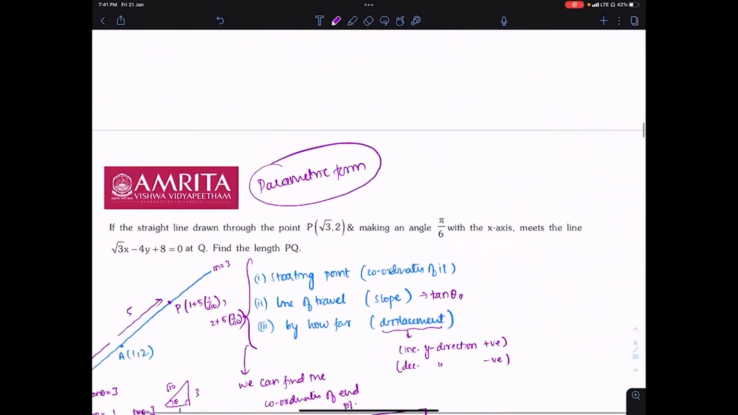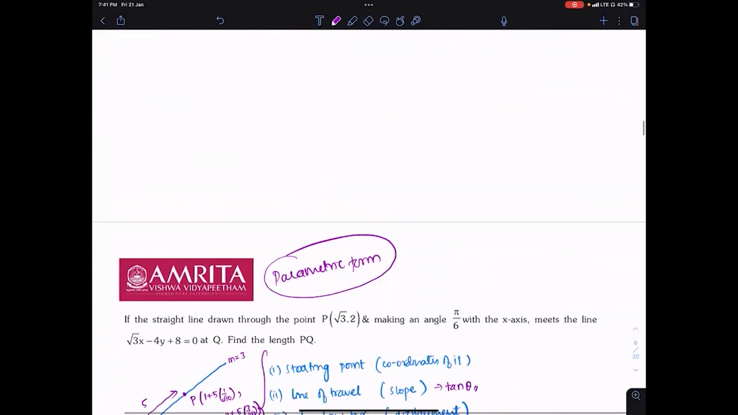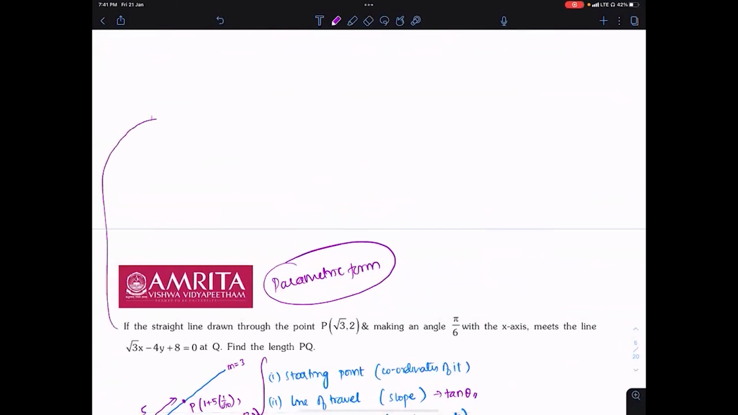Now coming to the question. You see this question. I'm writing the solution here. If the straight line is drawn through the point root 3 comma 2, so there is a point root 3 comma 2. So they are drawing some straight line, it seems. And this straight line is making 30 degrees with the x-axis. So they have already given theta directly. They didn't give tan theta. They gave theta only directly, which is pi by 6.